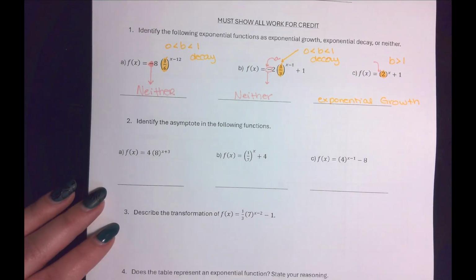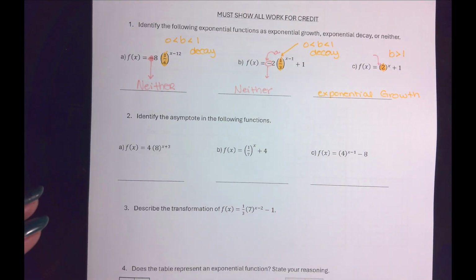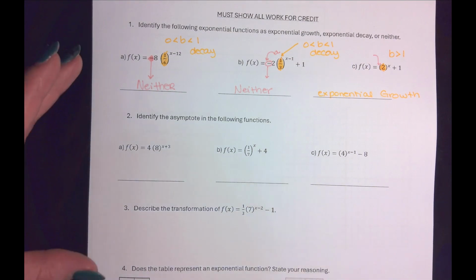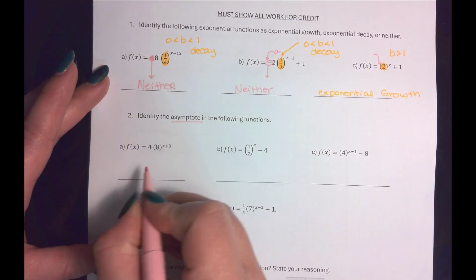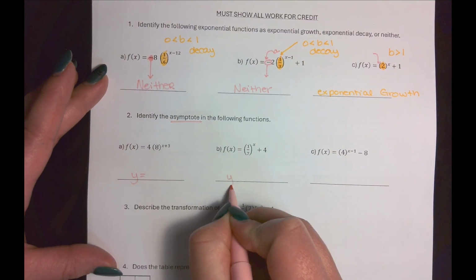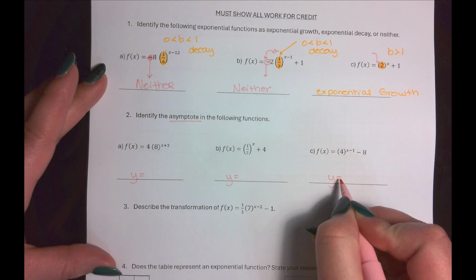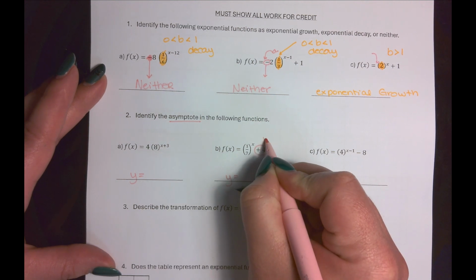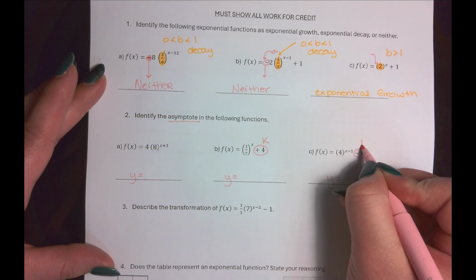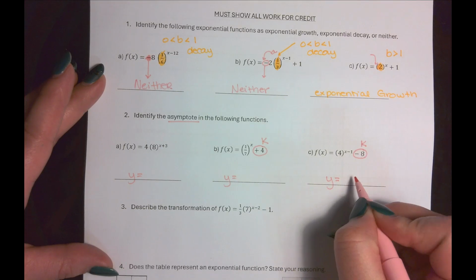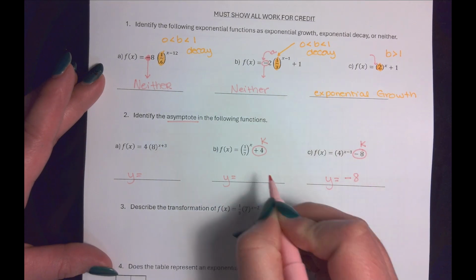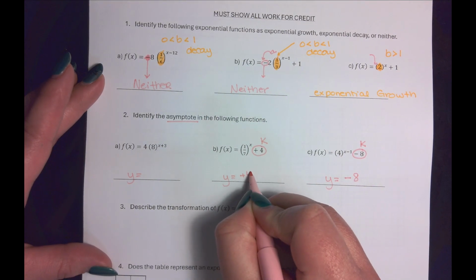For number 2, identify the asymptote in the following functions. This needs to be in the correct format. Asymptote is an equation of a line, so all of these are going to get a y equals. Now, your asymptote is your k value. Now, you want to make sure to take it with the symbol. So if I see a -8, I take a -8. If I see a +4, I take a +4.